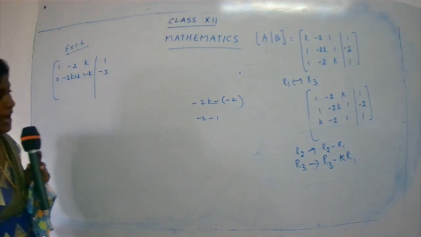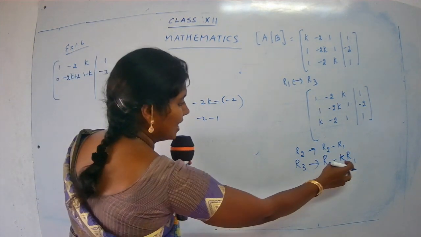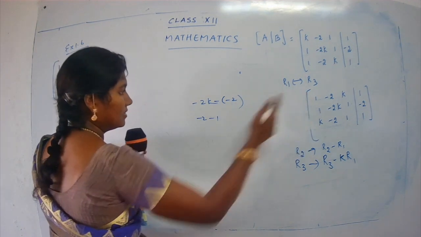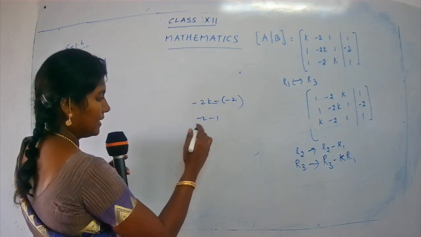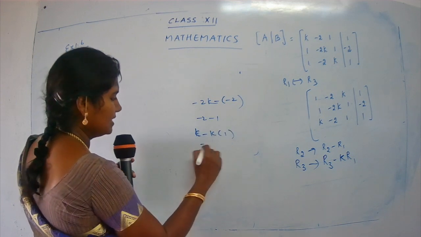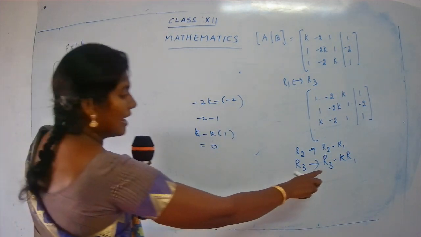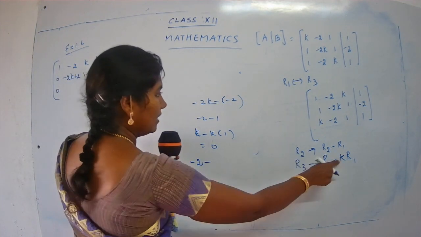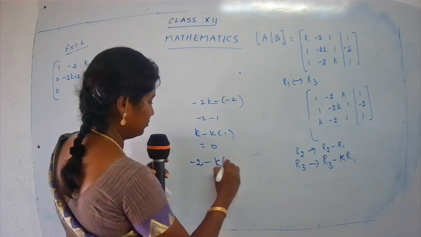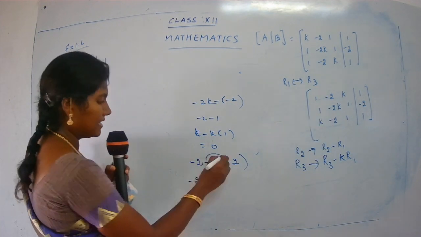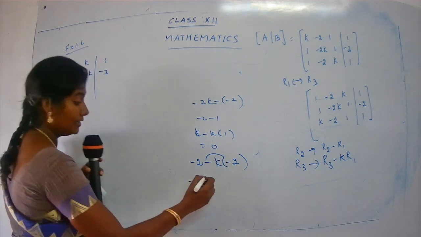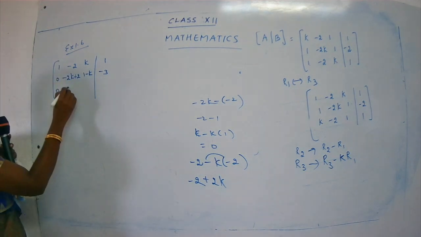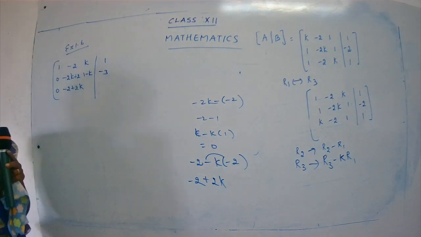Okay, next. R3 changes to R3 minus k R1. R3 minus k into R1. So k minus k into 1, k minus k, 0. R3 minus k R1, so minus 2 minus k into R1's minus 2, minus 2 minus minus plus, and k into 2, 2k. So you get minus 2 plus 2k. Minus 2 plus 2k.